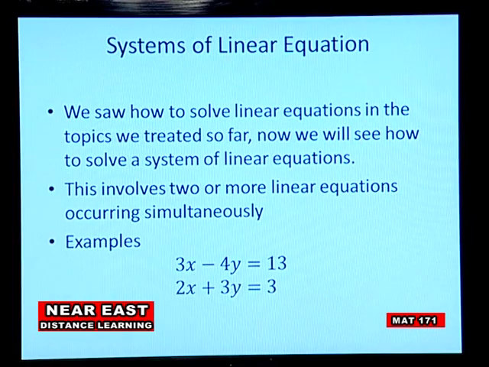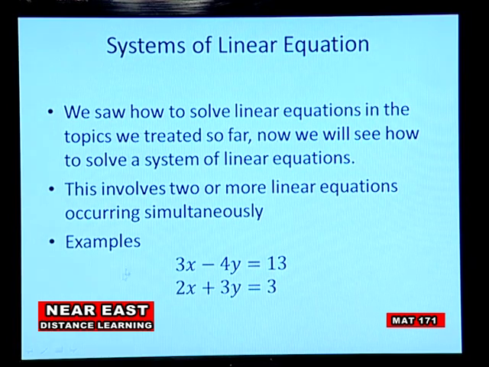Now we will see how to solve a system of linear equations. This involves two or more linear equations occurring simultaneously. They occur at the same time, but it is not one linear equation. We may have two, three, four, or n equations. We may have many linear equations that are occurring simultaneously.